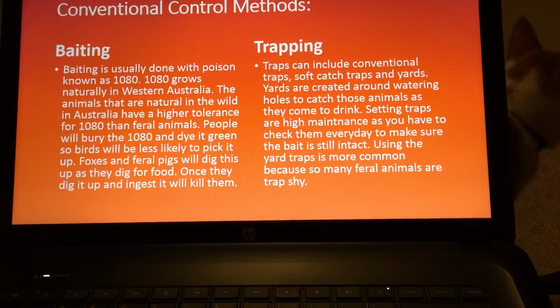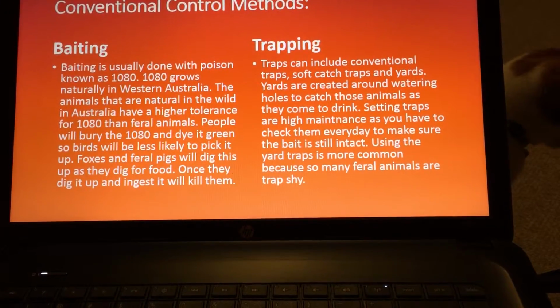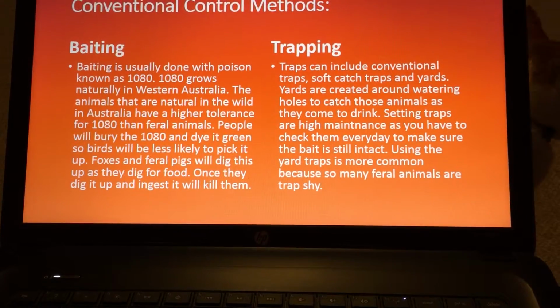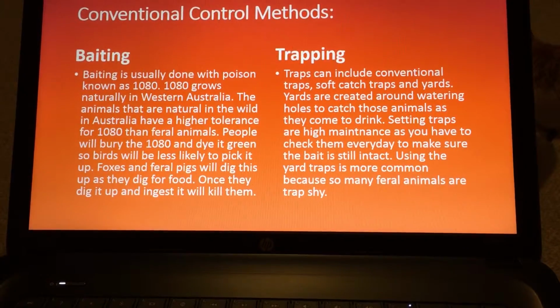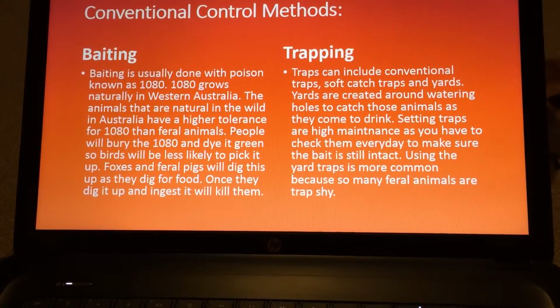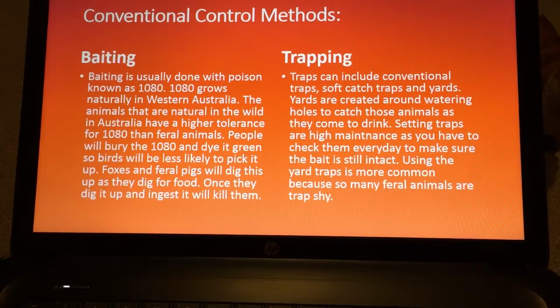Using the yard traps is not common because so many feral animals are trap shy. Just like anybody, they're not going to go into a strange place, because of the fear of getting trapped. Yeah, there's bait in there, and they'll do whatever they can to make sure that they actually get in there and get that without getting trapped.